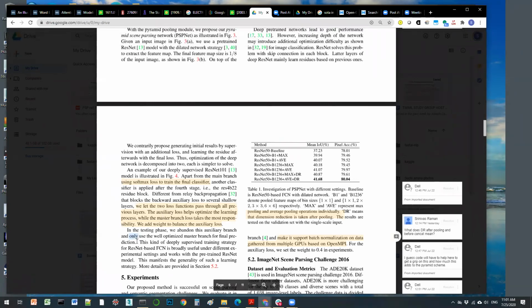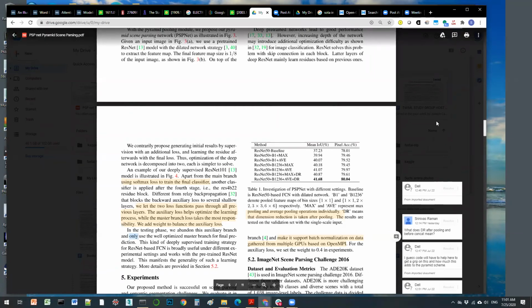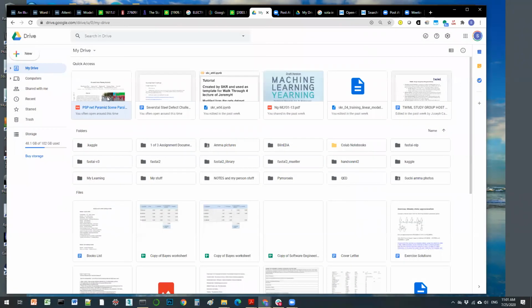Oh, that's interesting. So certain layers get trained on only one loss, and then there are these shallow layers which get trained on both losses. Both losses, right? Yes, correct. Okay.